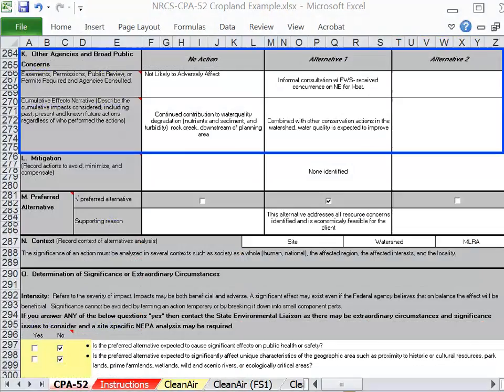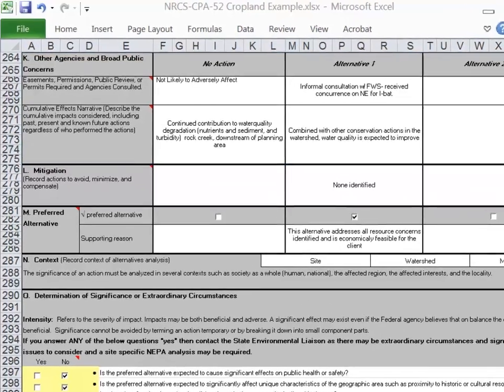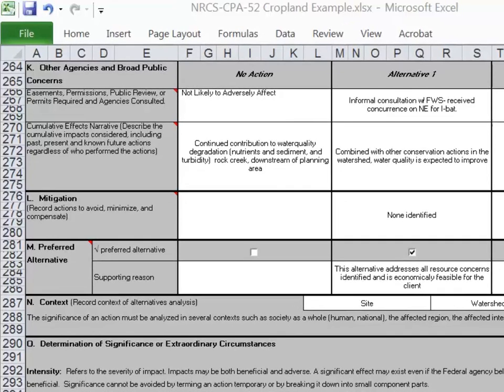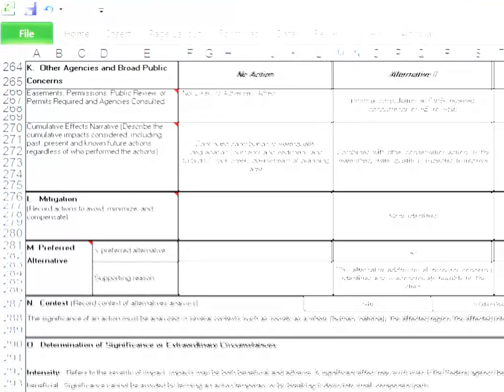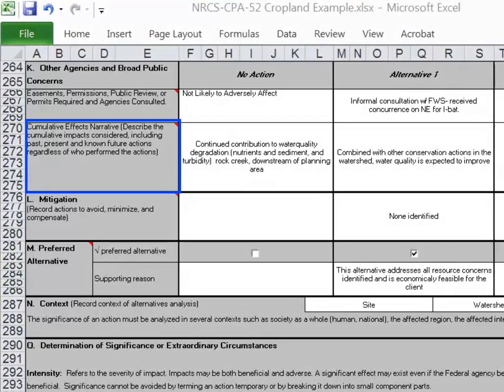In Section K, Other Agencies and Broad Public Concerns, Marie documented her work and findings for the no action and Alternative 1 alternatives from Section H. Under Alternative 1 for easements, permissions, public review, or permits required and agencies consulted, Marie noted her informal consultation with the Fish and Wildlife Service regarding the potential presence of Indiana bat colonies. Marie also documented the cumulative effects narrative.